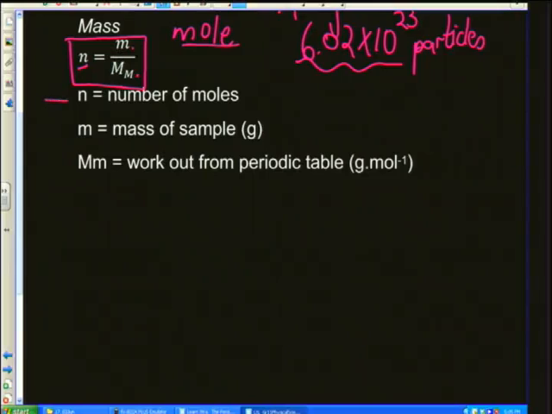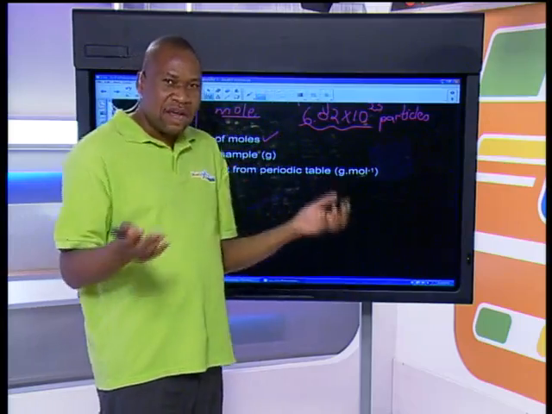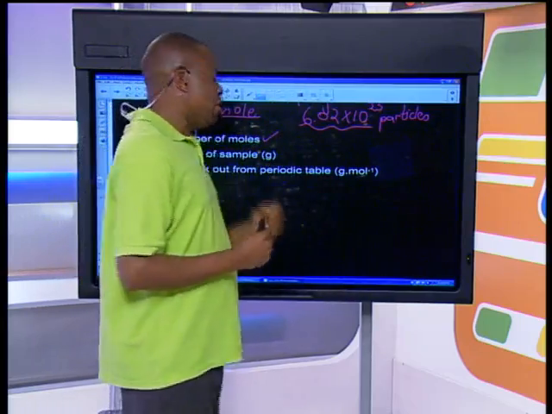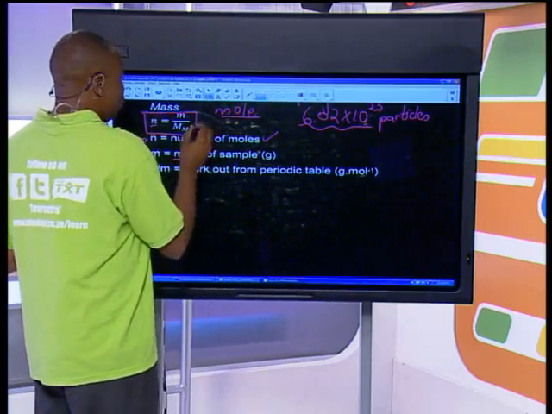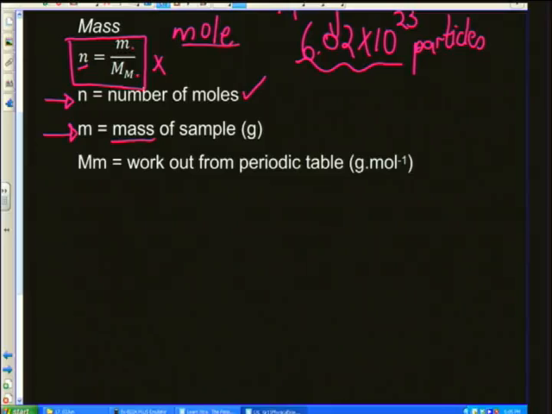We know that from here, what small n represents is the number of moles, which is what we will be looking for. And what small m represents is the mass of the sample. In other words, if you are given a substance in mass, grams, kilograms, whatsoever, for you to get the number of moles, you use this formula. So m is the given mass of that sample or that substance.